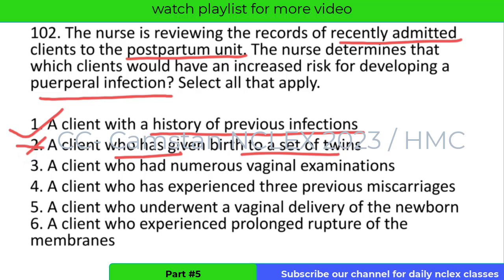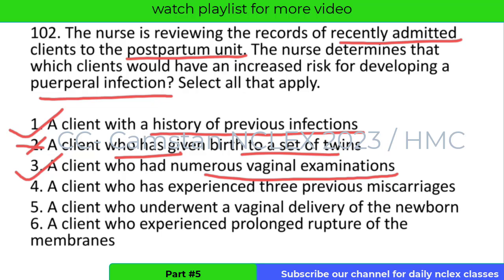And the third option is a client who had numerous vaginal examinations. A client who had numerous or recurrent vaginal examinations can have an increased risk of puerperal infection. This option is also a correct option here.